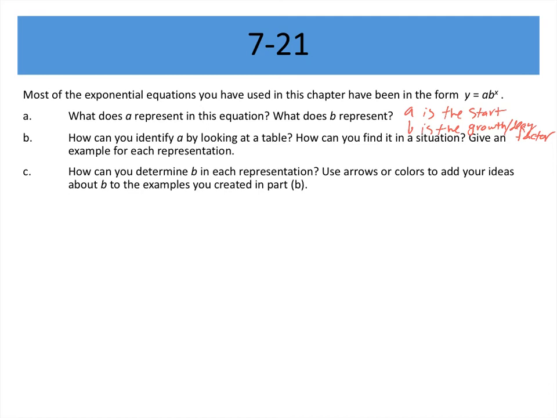So a is the starting point. If I had a table of values, x and y, it was always, when we did the computer problem, this first part. So the a is always when the x value is 0. So from a table, I'm looking for the 0 in the x column. How can I find it in this situation? For a situation, it's always the starting point.